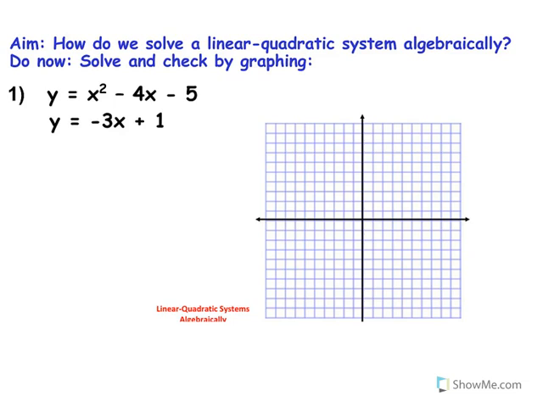it says solve and check by graphing. So what would we do to solve and check by graphing? We would obviously graph the parabola, we would graph the line, we would look for the point or points of intersection, which is not necessarily the most efficient way of doing it, right?